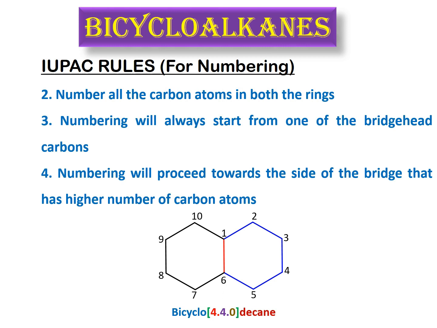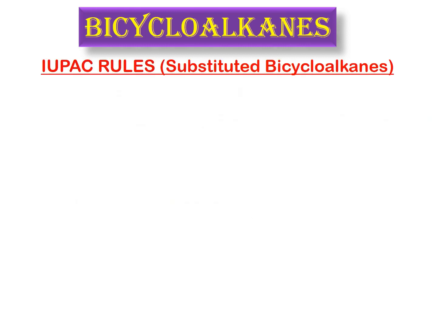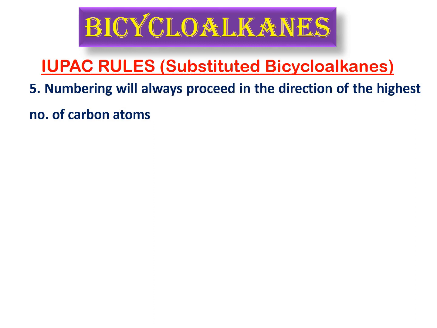Now this is for a skeleton that does not have any substituents, but you can have some substituents on this bicyclic molecule. So if you have substitution, what would be the IUPAC rules? Again, the first rule is that you start numbering from any of the bridgehead carbons, and then the numbering will always proceed in the direction of the highest number of carbon atoms. So substitution here is secondary.